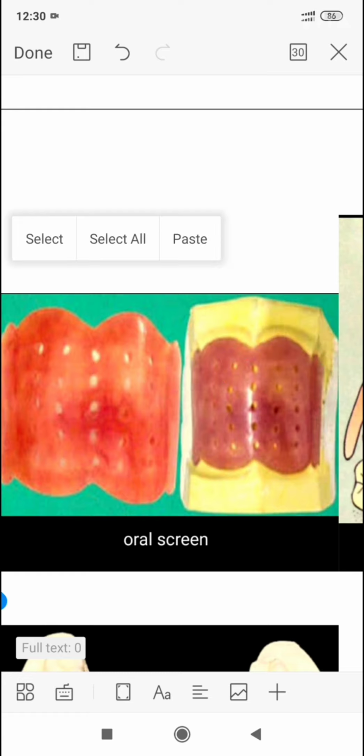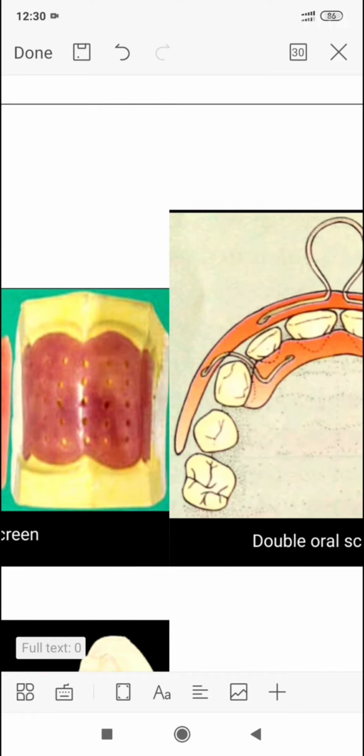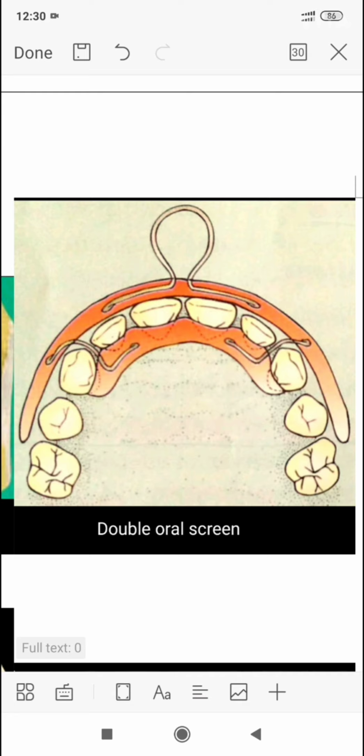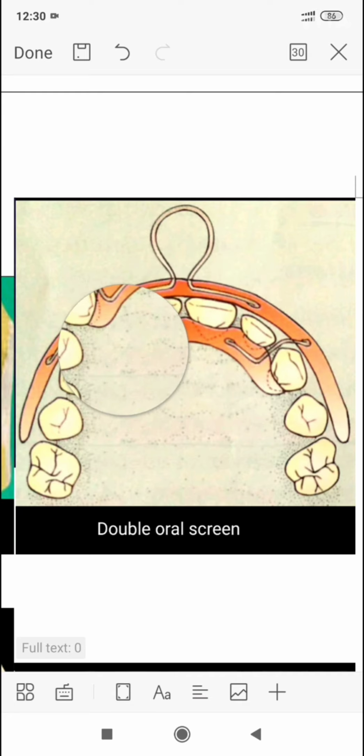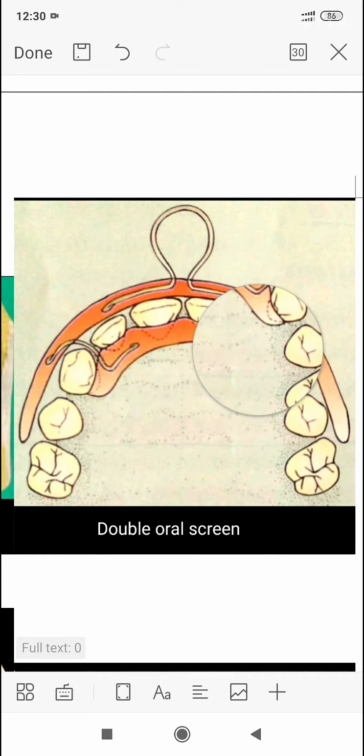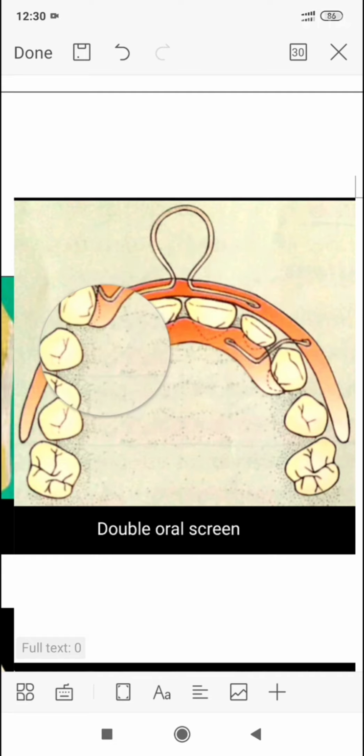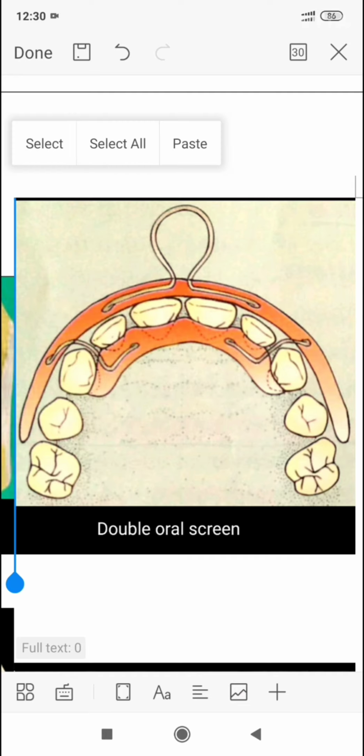Vestibular screen actually works on the principle of both force application and force elimination. So this is a double oral screen. As you can see, an additional screen is placed in the lingual aspect also. So this type of oral screen is used to correct tongue thrust habit.